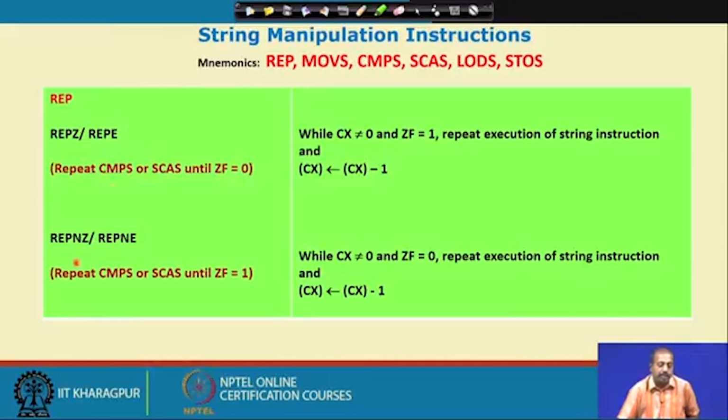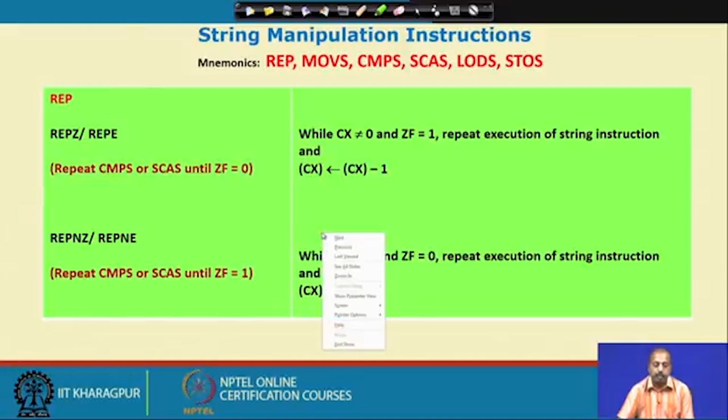Similarly, REPNZ, so repeat this CMPS or this SCAS instruction until the zero flag is equal to 1, so until ZF equal to 1. It will go on repeating the operation, and after every execution it will decrement the CX register value by 1 in both the cases.